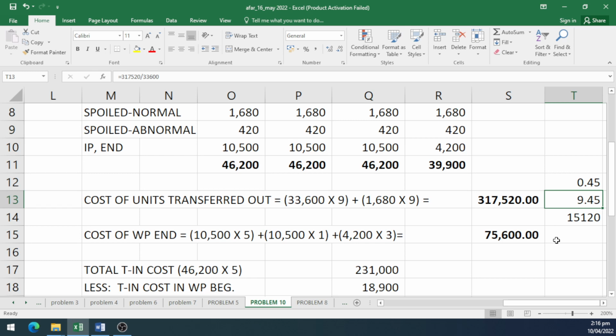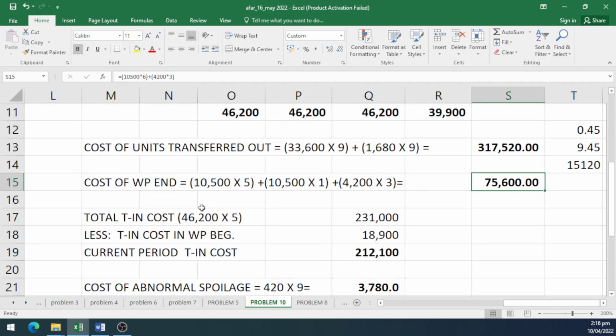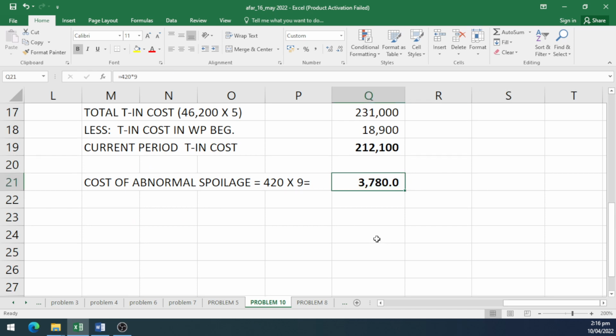Okay? Ang cost ng ating ending work in process naman ay ito po. Transferred in, 10,500 times 5. Materials, 10,500 times 1. For conversion, 4,200 times 3. A total of 75,600. And then yung cost ng abnormal, to be written off as a loss, ito, 3,780. 420 times 9. At ang magiging accounting niyan, charge sa loss.